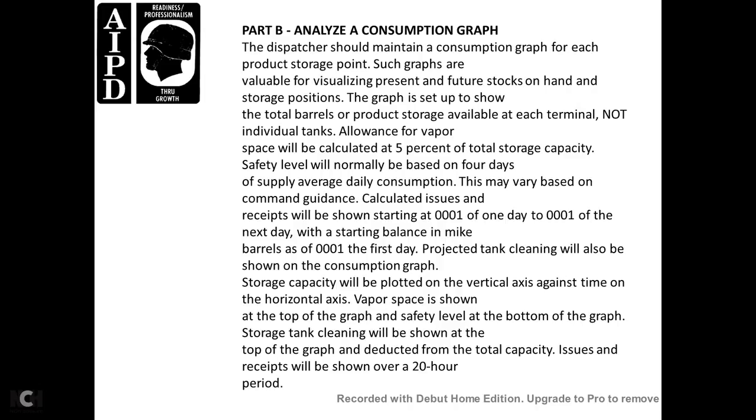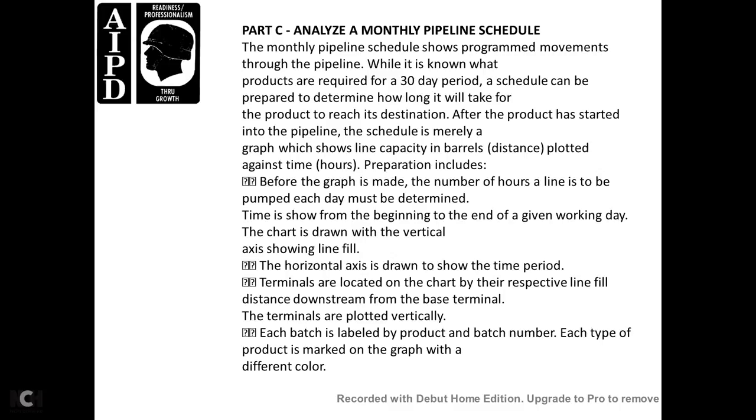The consumption graph and the capacity will be plotted against the vertical axis, with time on the horizontal, with the vapor space shown at the top of the graph and the safety level at the bottom of the graph. Storage tank cleaning will be shown at the top of the graph, deducted from the total capacity. Issues and receipts will be shown over the 24-hour period. Part C, analyze the monthly pipeline schedule.